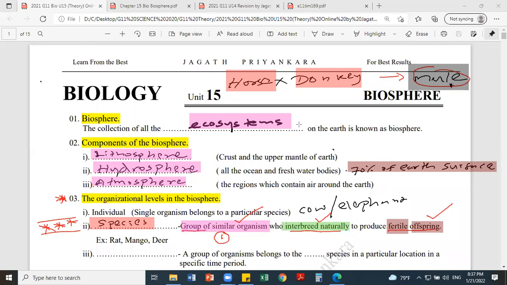It's not possible. Therefore, in all our science papers, they don't check active or passive voice or whether it is grammatically correct. If you include these technical words or keywords, interbreed naturally, fertile, and offsprings, they check whether these words are included in your answer. Even if you write half a page, if these keywords are not included in your answer, no marks in the exam.